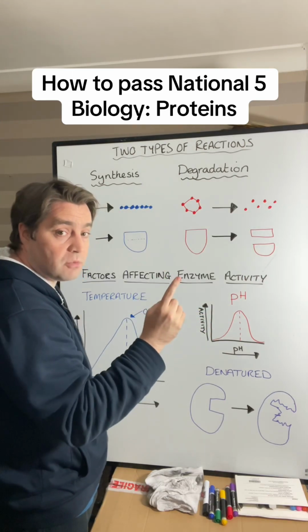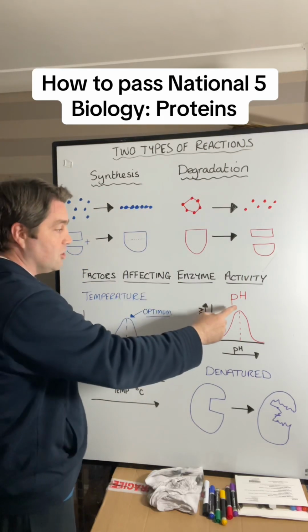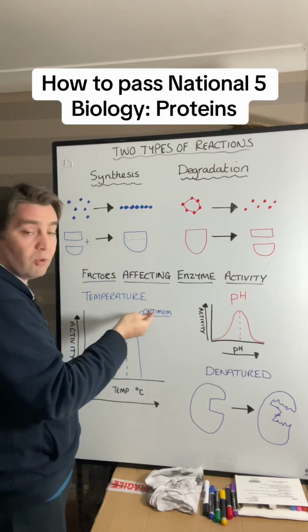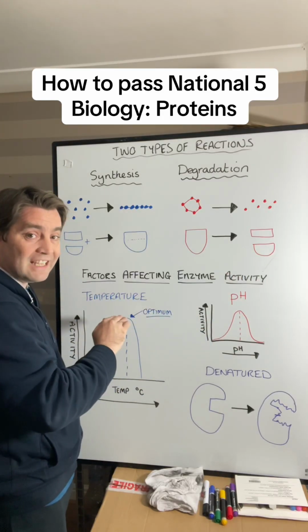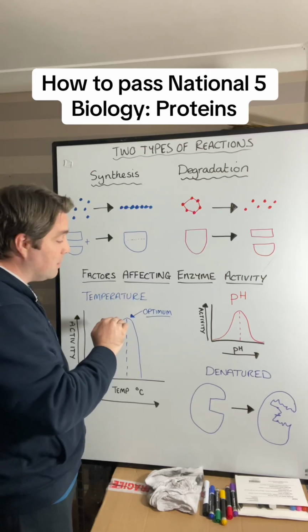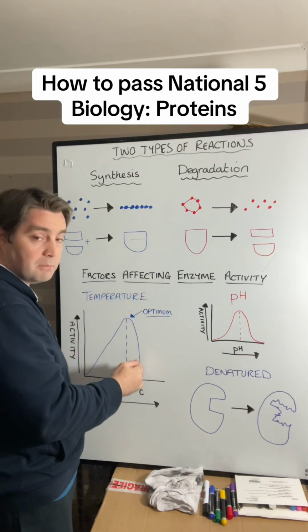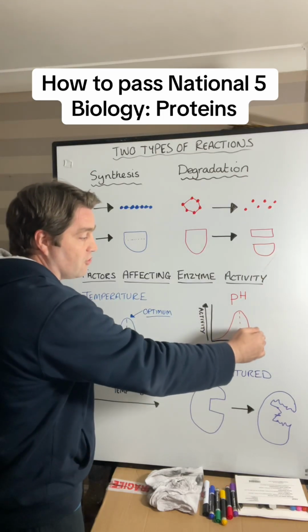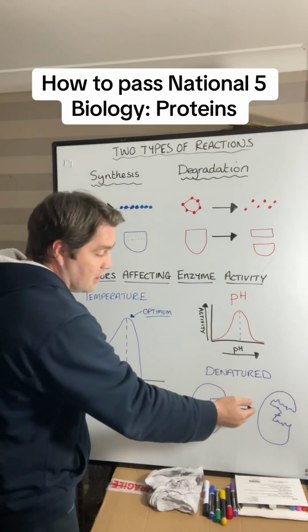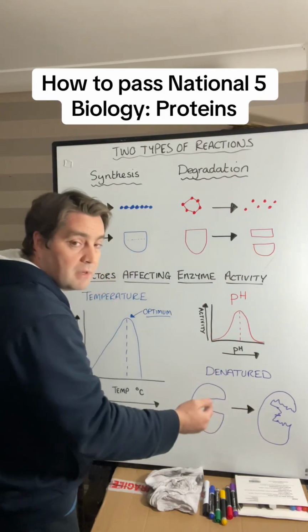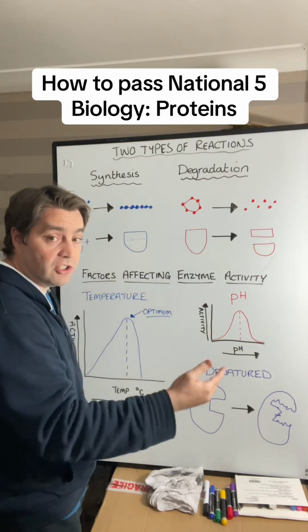So the two factors we need to remember, temperature and pH. When they're both at their optimum, that's the maximum enzyme activity. And then after a certain temperature, it will denature, or at extremely high or low pHs, we'll get a denaturing of the enzyme, and that's where the active site changes shape.